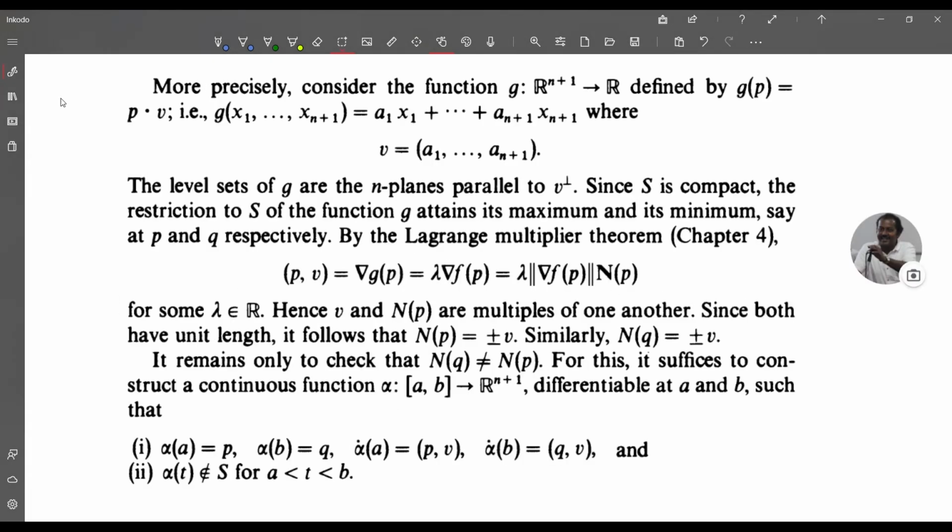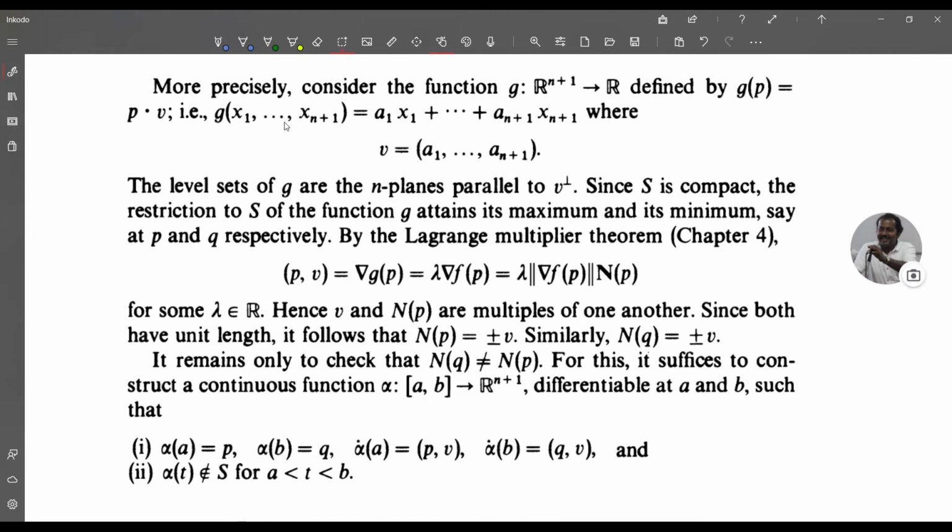So more precisely, consider the function g from R^(n+1) to R defined by g of p equal to p dot v. That is, suppose the point p is x1, x2, etc., x(n+1). Therefore g of x1, x2, etc., x(n+1) is a1 x1 plus etc. plus a(n+1) x(n+1), where v is the vector a1, a2, etc., a(n+1).